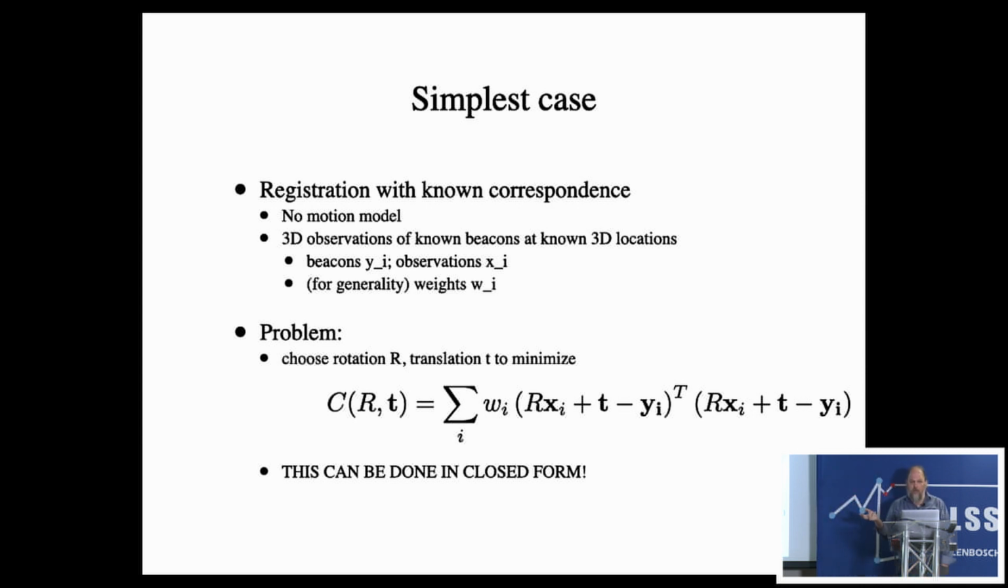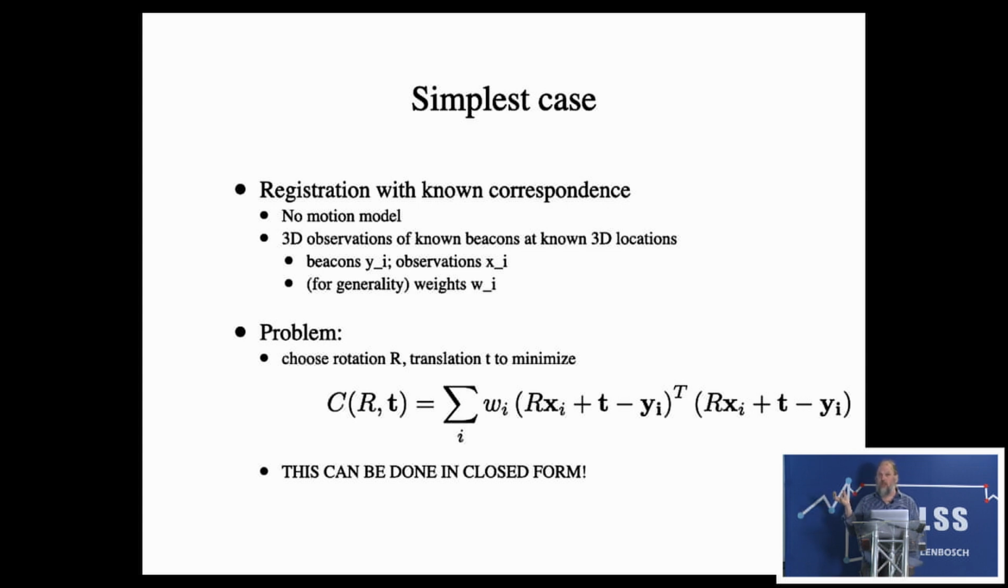The way I can do that is I can choose a rotation and translation that minimizes the squared error in R of x, the observation, plus the translation, minus the beacon position. If I minimize the square error of that, then I should have a good rotation and translation. Now, what is news about this to many people is this can be done in closed form. It's extremely easy. You do a bit of fiddling around with matrices, and R and T fall out.